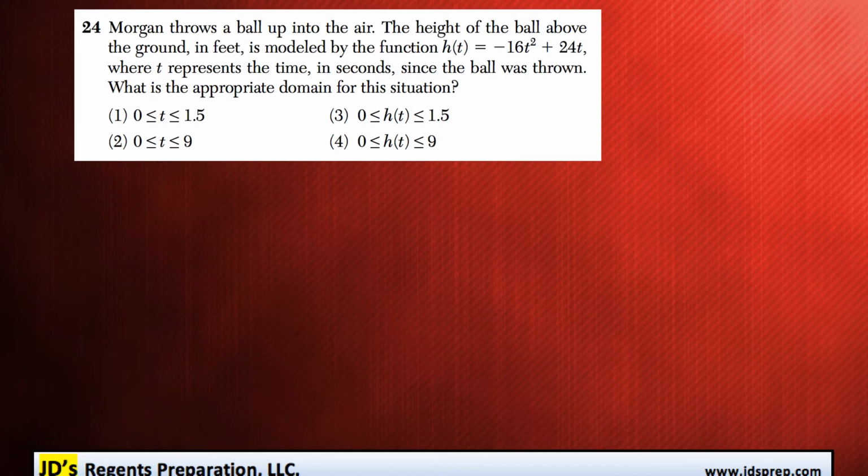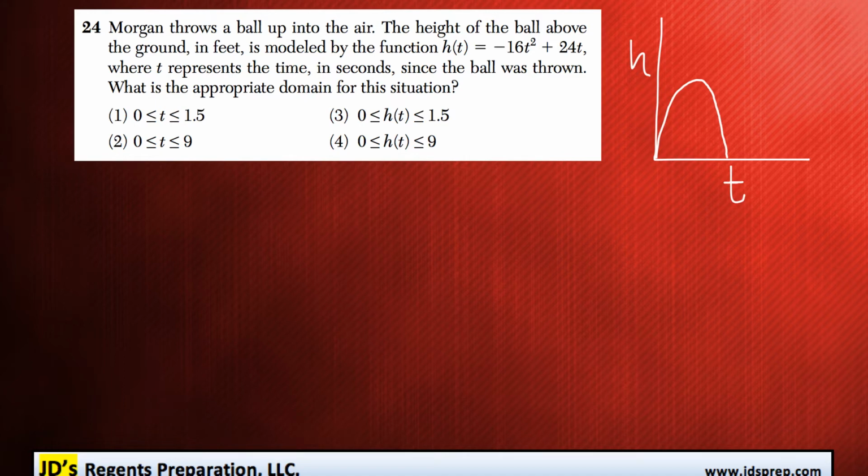This is problem number 24 from the June 2017 Algebra Regents exam. So we've got Morgan throwing a ball up in the air, and we've got a function that compares the height of the ball over time. So obviously we could picture that at time of 0 is when the ball is thrown into the air, and then eventually it would go up and hit down on the ground again. So this is our height, and this is our time.